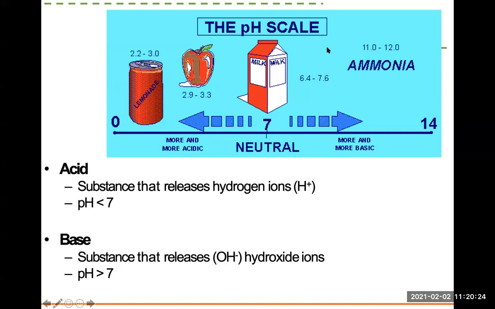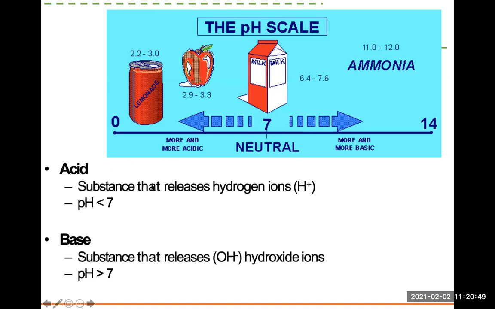So I'm going to show you the scale for acids and bases. It's going from 0 to 14. There will be one question on pH on the quiz. If it's 0 to 7, it's acidic. 7 is neutral. 7 to 14 is basic. So maybe I'll give you an example. This is a pH. Is this acidic or basic? And you're going to have to tell me.